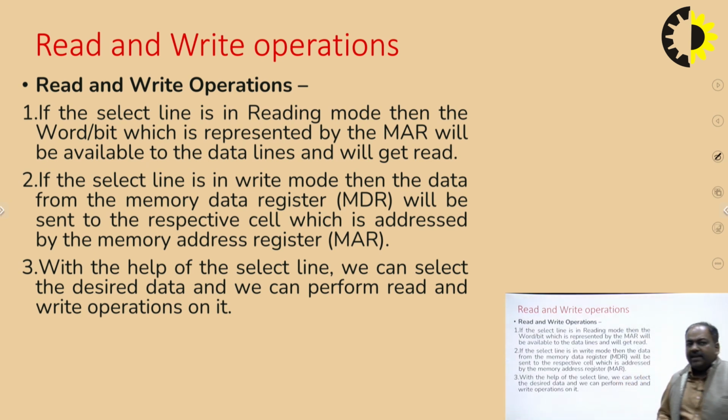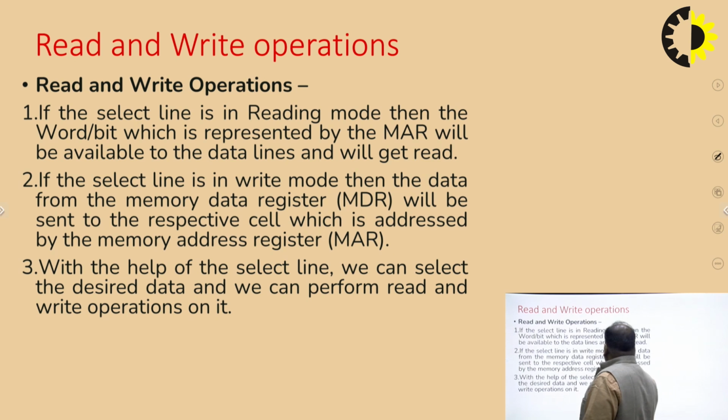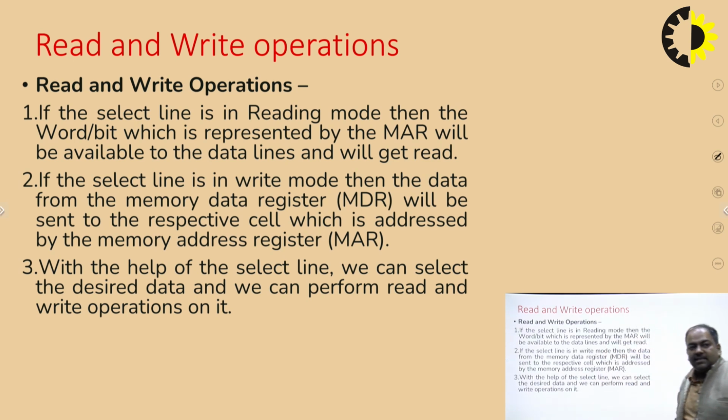If the select line is in the reading mode, then the word or bit which is represented by the memory address register will be available to the data lines and it will get read. If the select line is in write mode, then the memory data register will be sent to the respective cell which is addressed by the memory address register, and the data is written on that particular node. With the help of the select line, the desired data is selected and the input and output operations are executed on them.